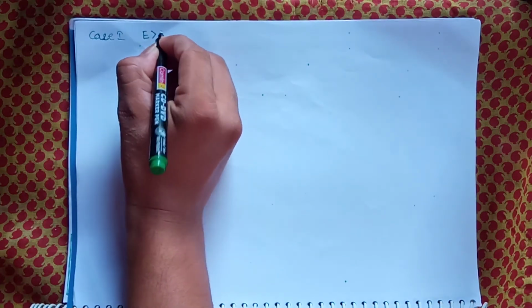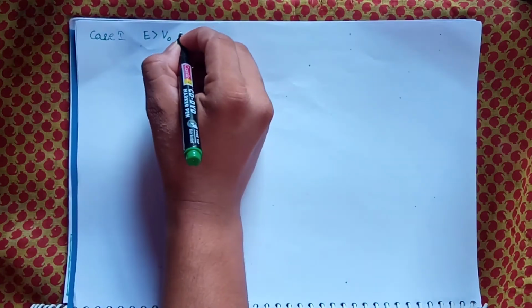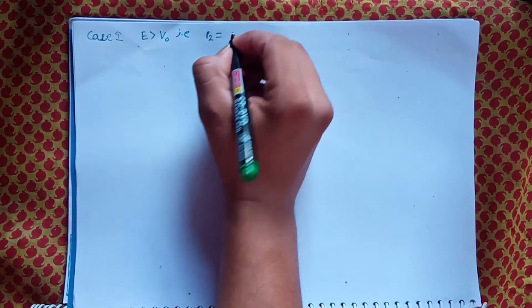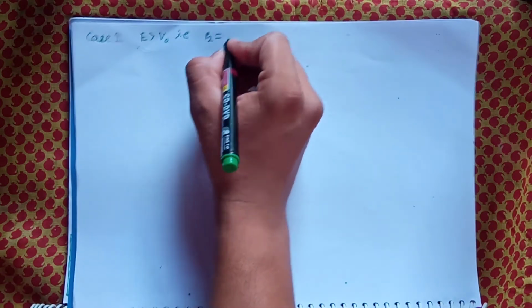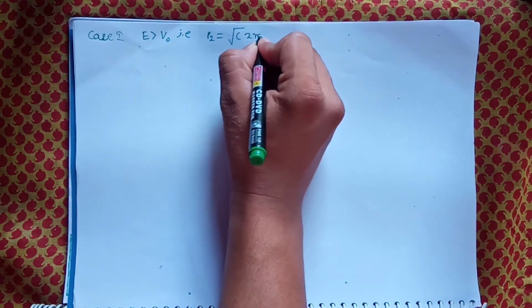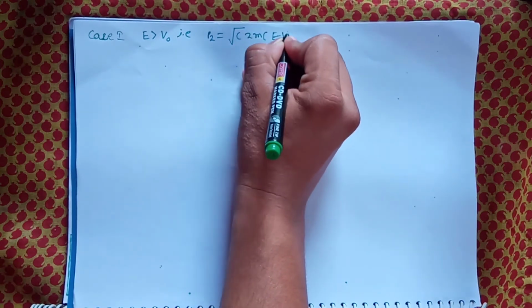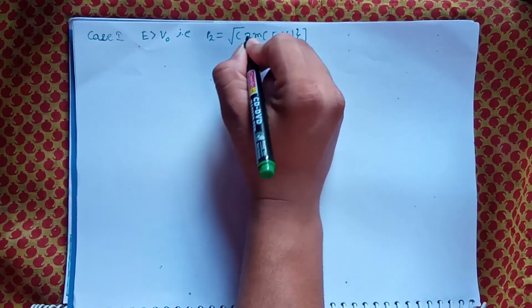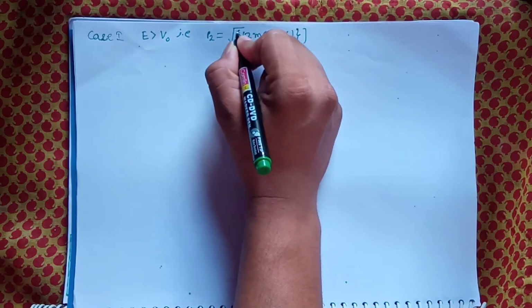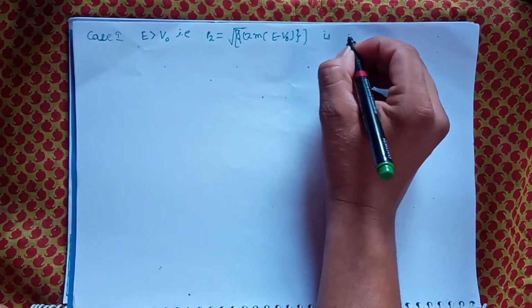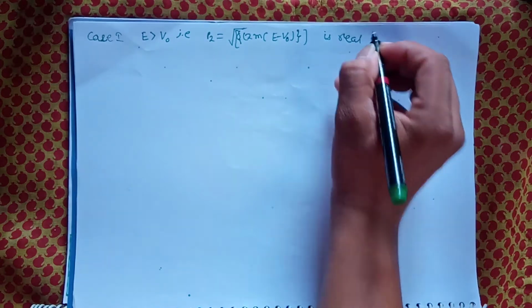if E greater than V naught, that is P2. P2 is momentum in second region under the root 2m(E minus V naught) is real.